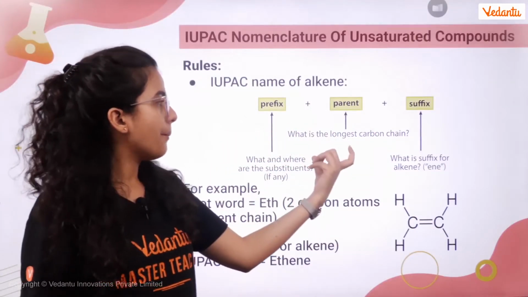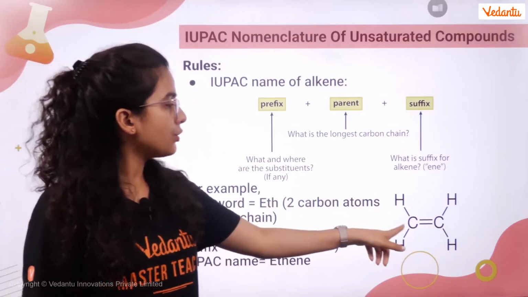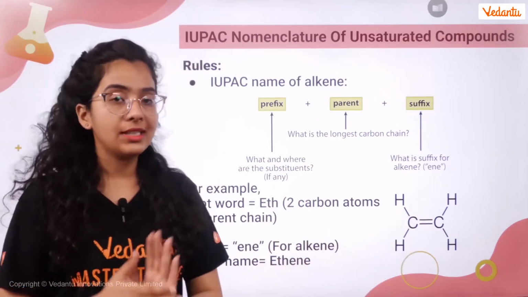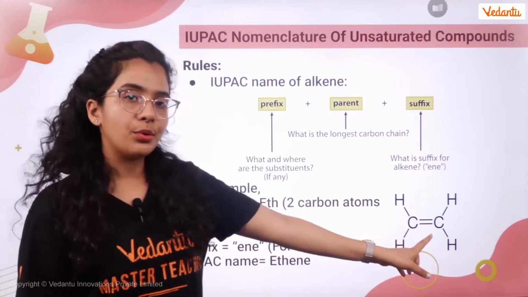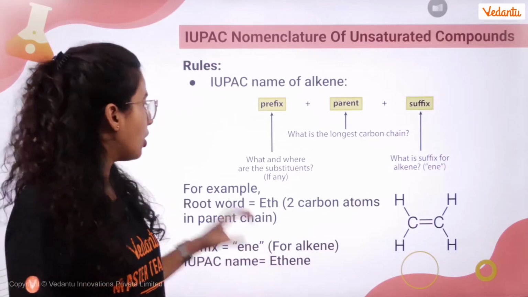Again: prefix, parent chain, root word and suffix. For example, here you see 2 carbon atoms, so the root word is eth. Because we have a double bond, the suffix is ene. It's an unsaturated hydrocarbon, so we get ethene.